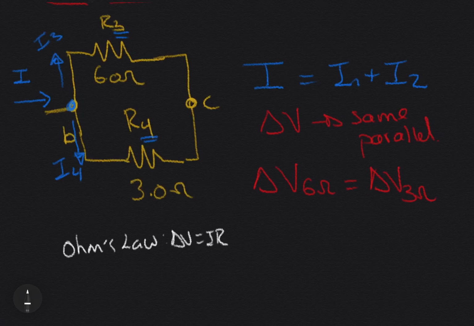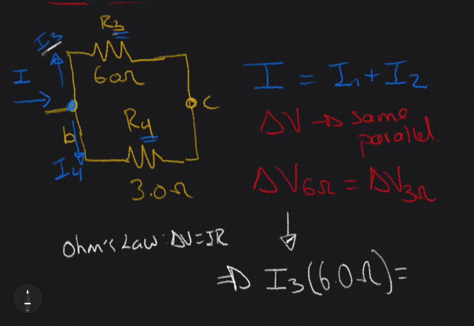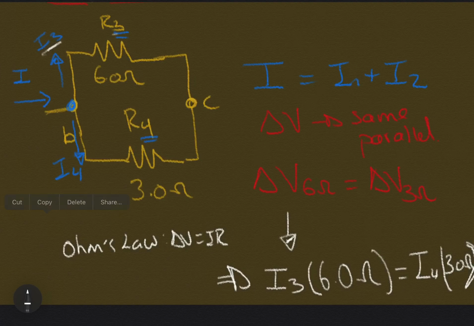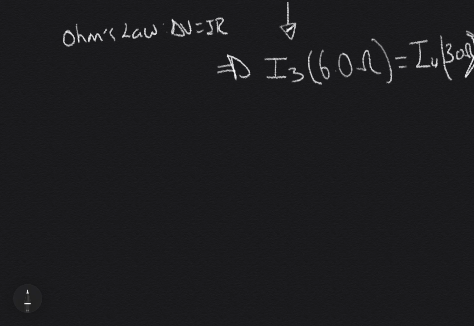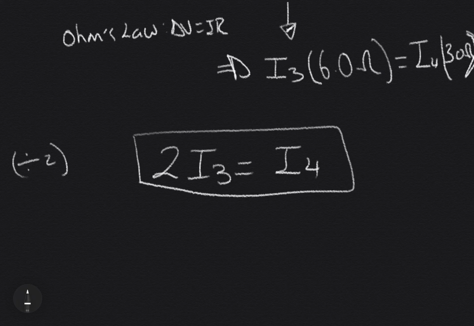Okay, so here we have delta V will be the following. So the delta V for the 6 ohms is I3, because that is I3 that goes through resistor 3, times R, and R is 6.0 ohms. And that is equal to I4 times 3.0 ohms. Okay. All right. So I can divide, let's divide both by 3. And I have that 2I3 is equal to I4. Okay, this is a condition. So 2 times I3 is equal to I4.